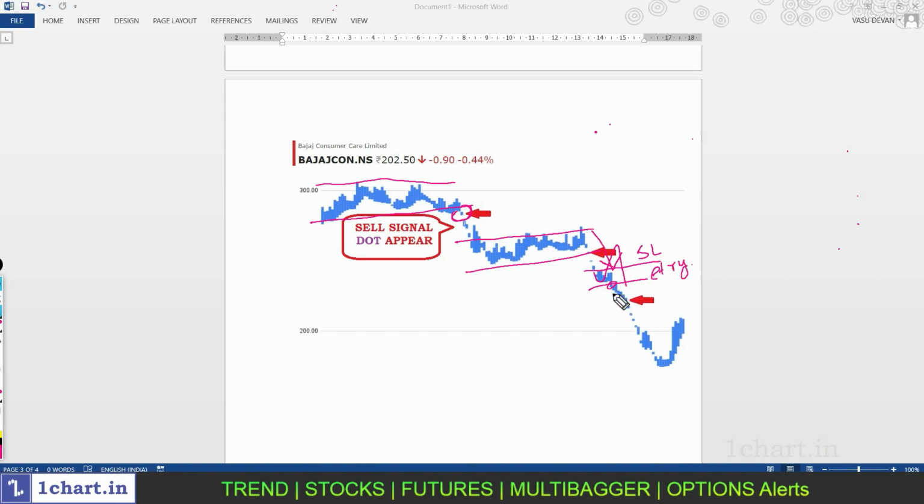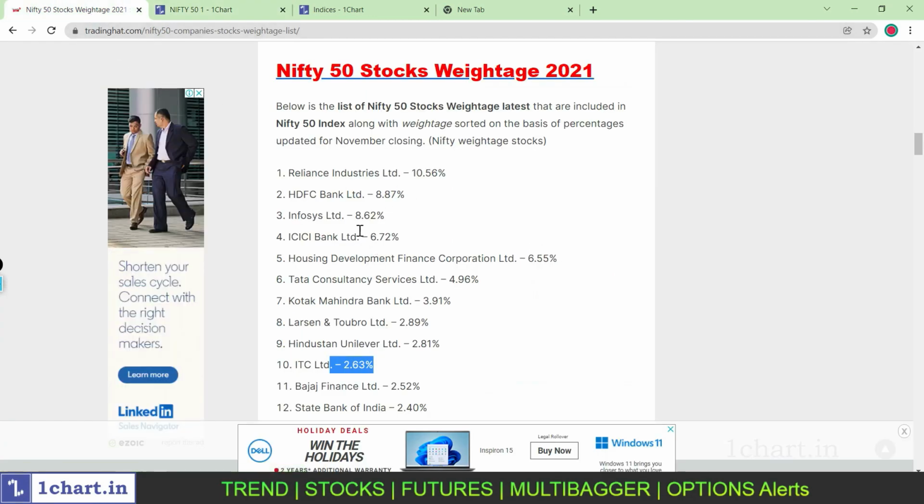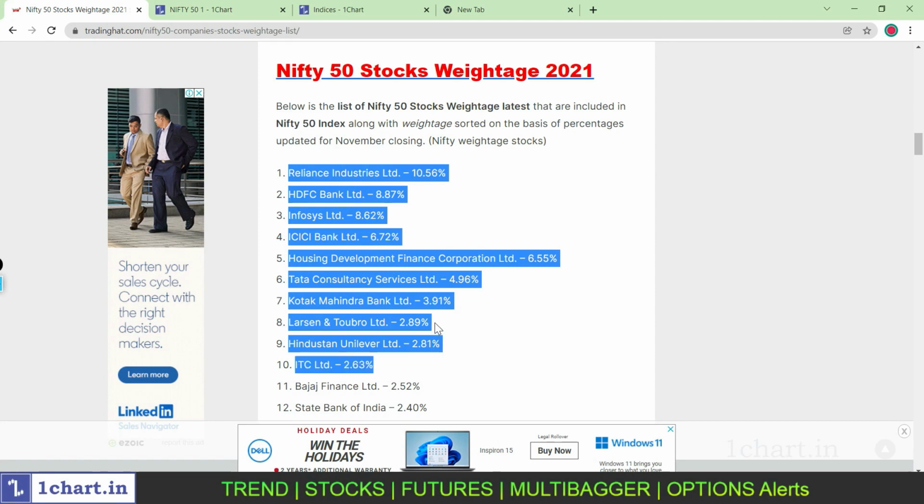So after that, you continue till this pullback. The gap is continuous for 10 days. So after taking this entry, you continue up to another pullback. Already I said we are going to check these first 10 stocks and how the direction is going.